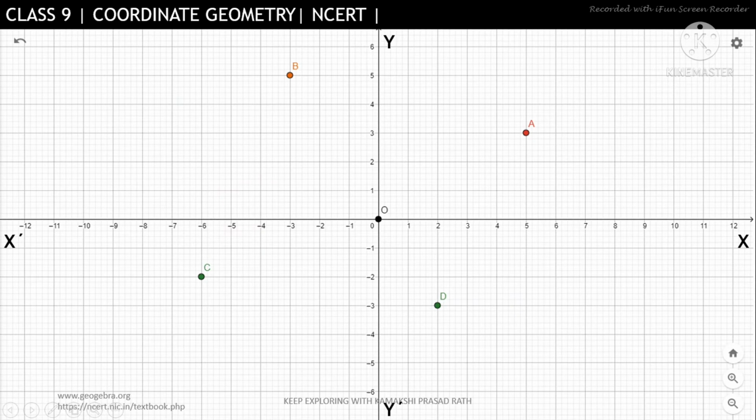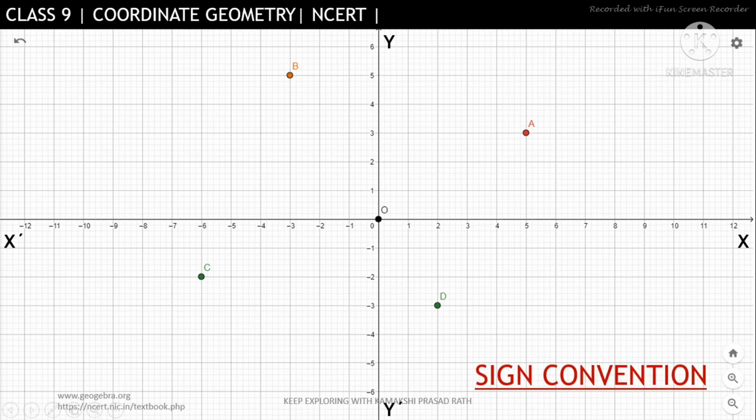Let's know more about this Cartesian plane. You can see here we have 4 points A, B, C and D on the Cartesian plane. We have to understand the sign convention here, as we have both positive and negative directions. Let's see how we get it. This is the first quadrant. In this quadrant, both are positive: the x is positive and y is also positive. So the coordinates of the points are both positive.